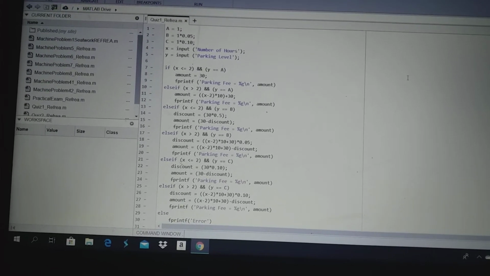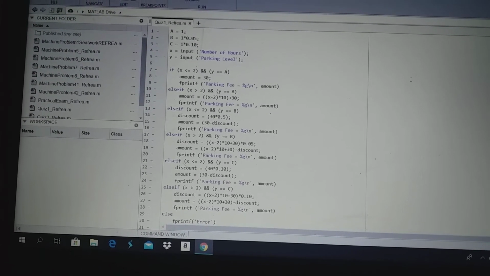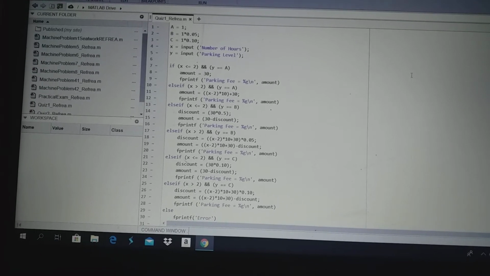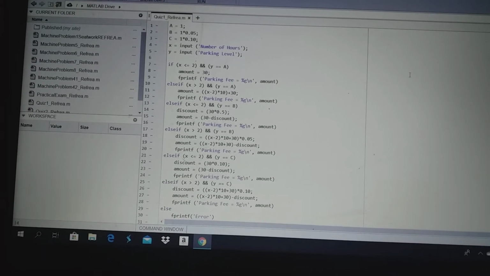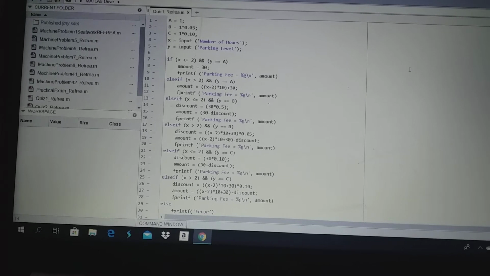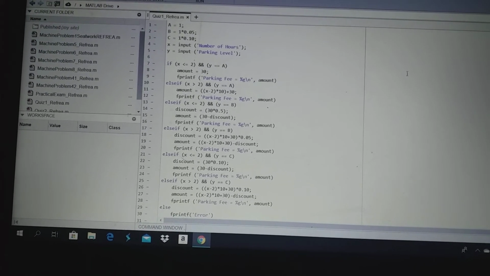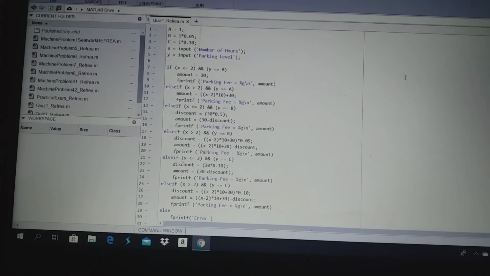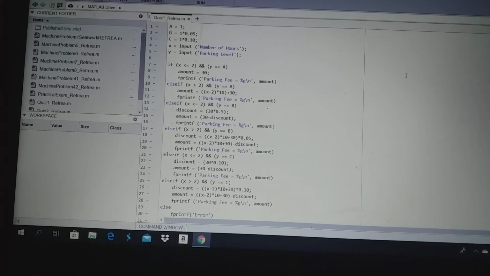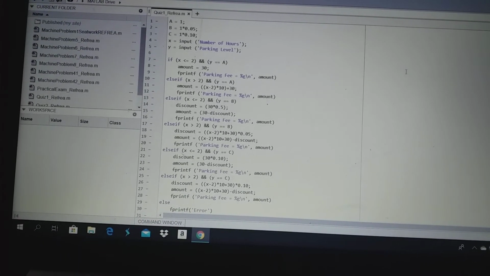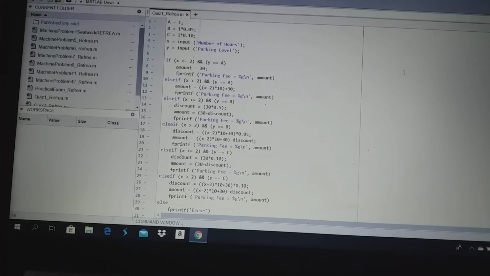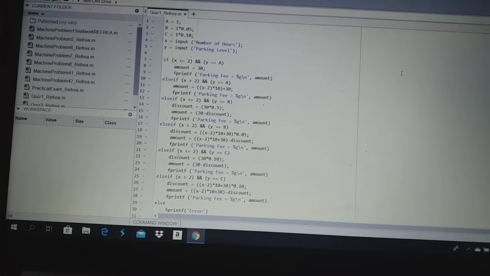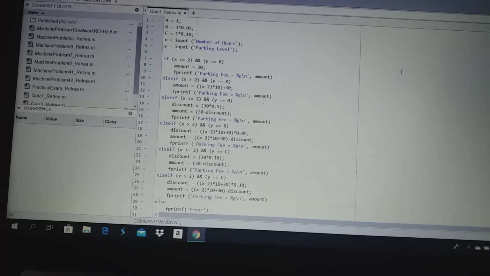For line 4, it allows the text number of hours to appear after the user decided to run the program. After the user has inputted how many hours he or she has consumed for parking, the program would then ask the user what level he or she parked his or her vehicle. This is evident in line 5. The text parking level would appear after you have inputted how many hours were consumed by your vehicle in parking.